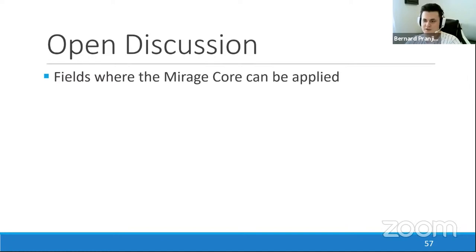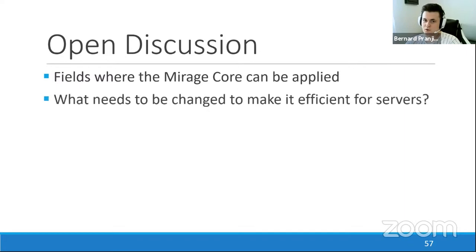Okay, so we'll move to the next point. What needs to be changed to make it efficient for servers? So think about it. The problem right now is that servers have too many irregular fetch patterns, so it's hard to use the memoized code. I'll leave you some time.